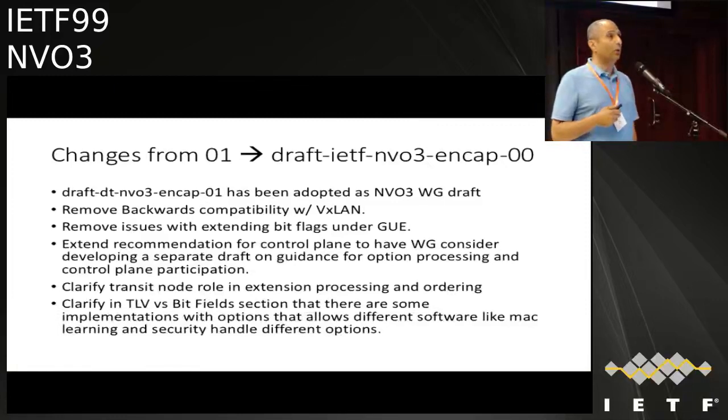We clarified the transit node rule. So what kind of option will be processed by the transit node? We clarified that only a subset of options here will be looked at by the transit node.